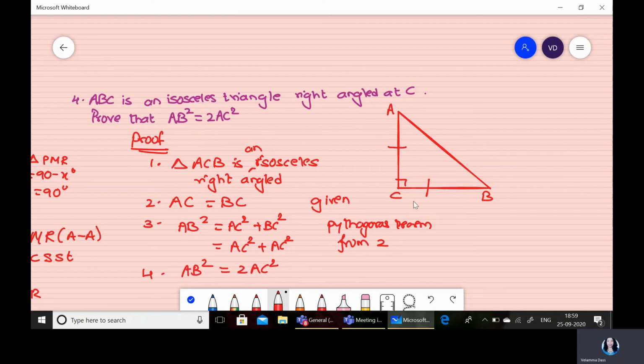See, we have proved very easily that AB square equals 2AC square. So we have proved that if the triangle is an isosceles right angle triangle, then the hypotenuse square will be equal to twice the square of any of the sides. Both the sides are equal. I hope you have understood. Question number 5 is also very similar to this.